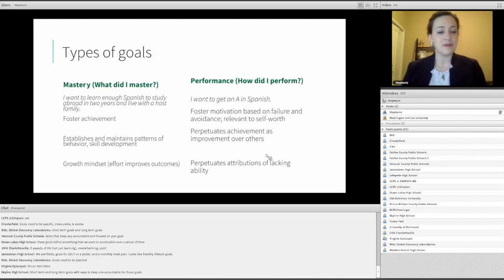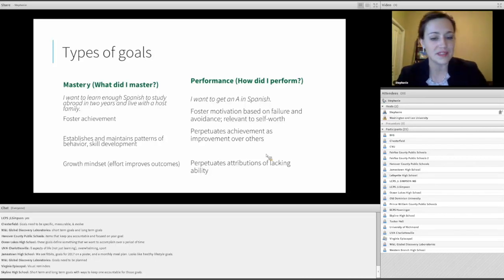I want to learn enough Spanish to study abroad in 2 years and live with a host family. It's specific. I need to master a lot of everyday language functions, and I know by when I want to achieve it. Whereas a performance goal is I want to get an A in Spanish.